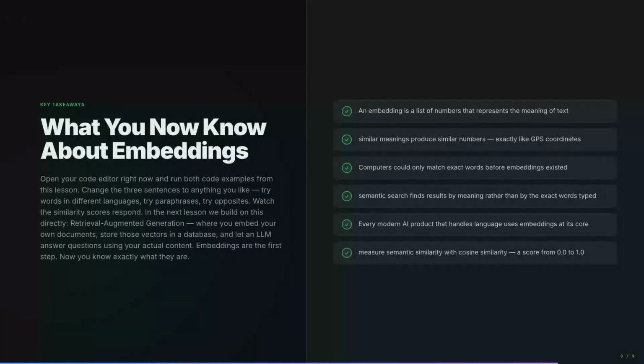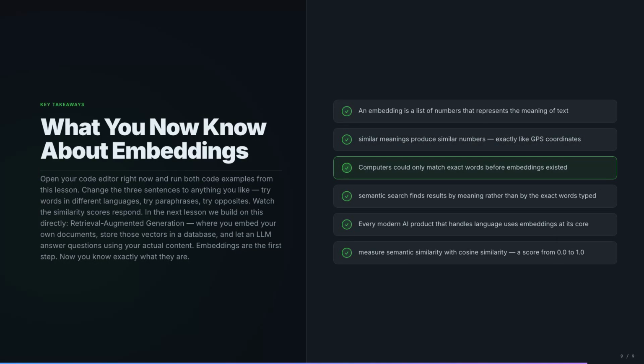Let us bring it all together. An embedding is a list of numbers that represents the meaning of a word, sentence, or document. It is the bridge between human language and the mathematics a computer can work with. The most important property, similar meanings produce similar numbers. Dog and cat are close in embedding space. Dog and skyscraper are far apart, exactly like GPS coordinates capture physical closeness.